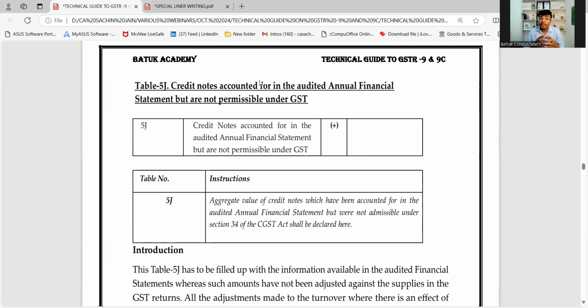Credit note accounted for in the audited financial statement but not permissible under GST. There may be chances of certain credit notes which are not as per the terms of GST, so you are not supposed to include them while calculating the GST turnover, or while filing the GSTR-9, or while filing the GSTR-1 or 3B. But the taxpayer has to include these types of credit notes while preparing the audited financial statement. So in such a situation, also there is a requirement of reconciliation. And for that purpose, we have this specific 5G.